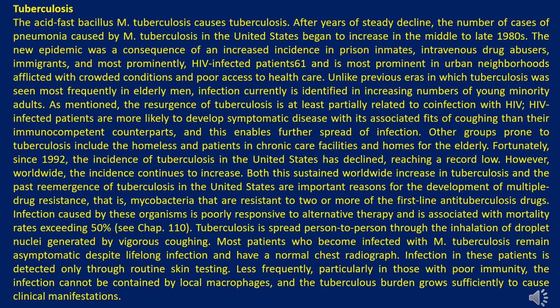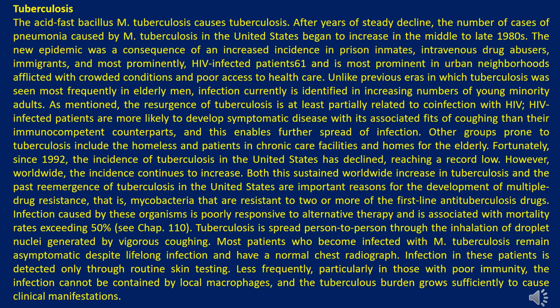Unlike previous eras in which tuberculosis was seen most frequently in elderly men, infection currently is identified in increasing numbers of young minority adults. As mentioned, the resurgence of tuberculosis is at least partially related to co-infection with HIV. HIV-infected patients are more likely to develop symptomatic disease with its associated fits of coughing than their immunocompetent counterparts, and this enables further spread of infection. Other groups prone to tuberculosis include the homeless and patients in chronic care facilities and homes for the elderly.